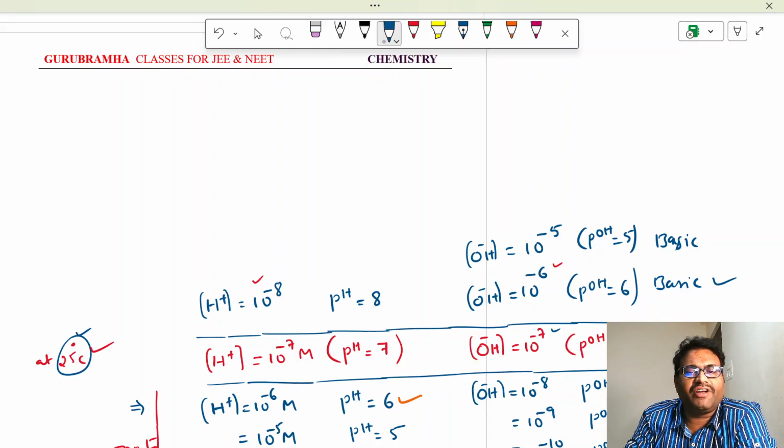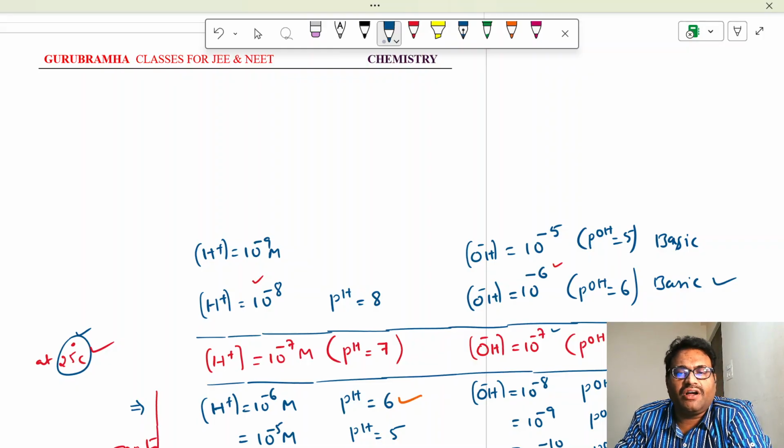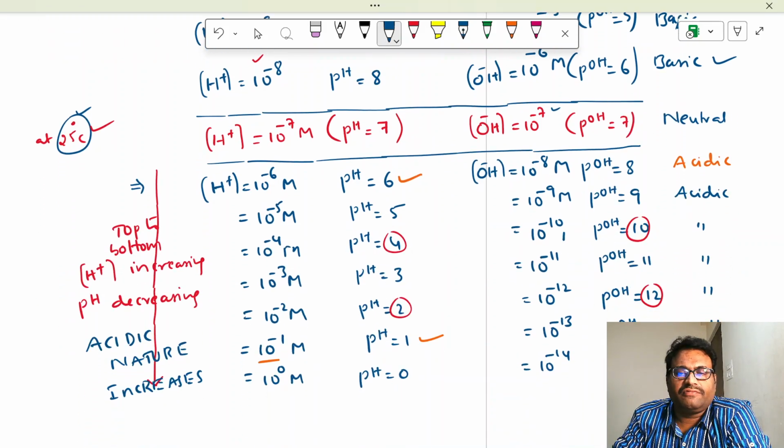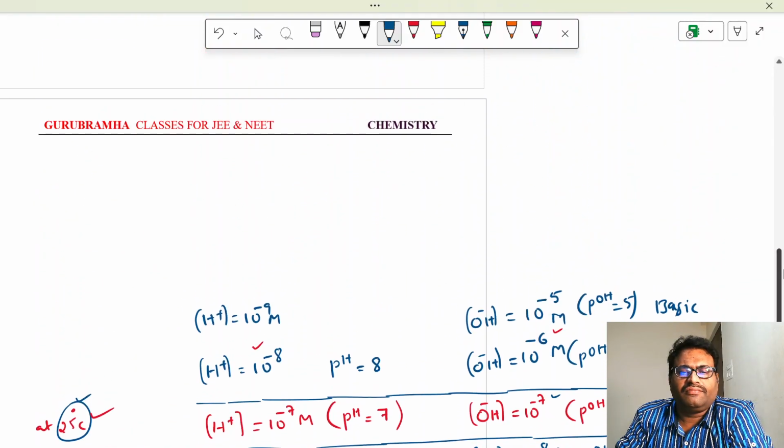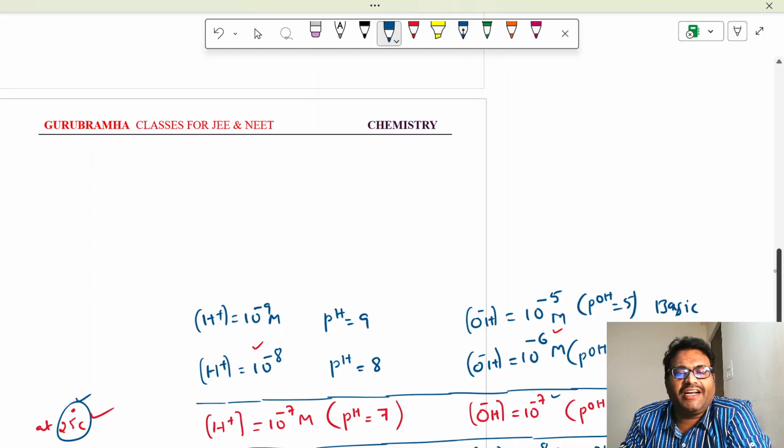In the same way, for this corresponding solution, what will you write? H plus is equal to 10 power minus 9 molar. What are all these? Molar concentrations. pH will be equal to 9. So pH greater than 7 will be basic.